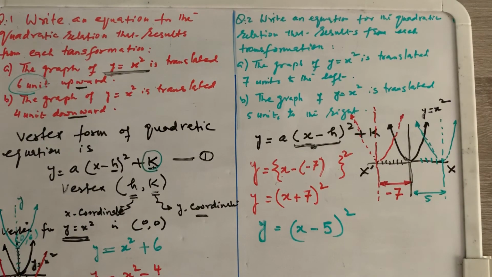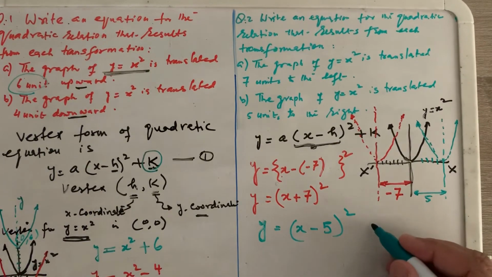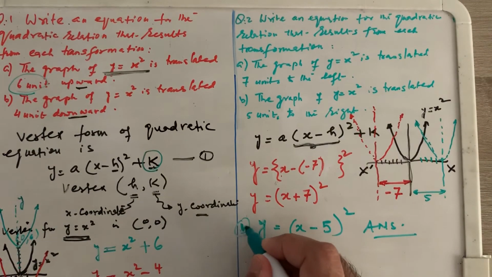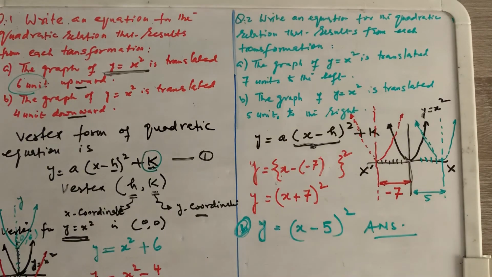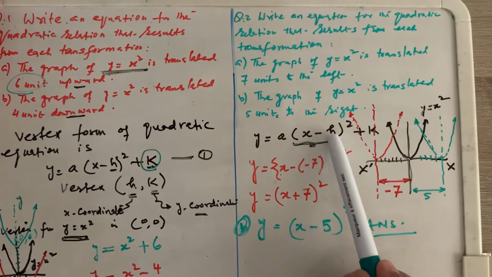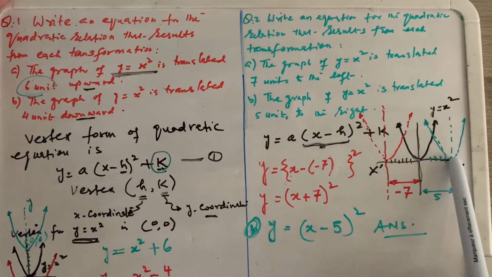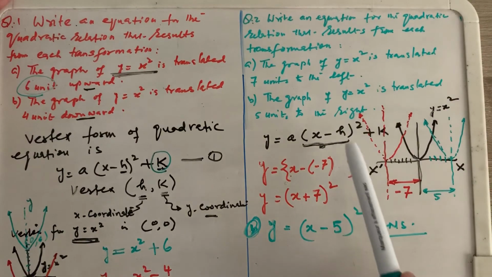Vertex form is y equals a times x minus h whole squared plus k. So we answered both questions and we know the equation for the b part. So b part is this, right? That 5 units to the right. 5 units to the right means h is now 5. So I have to plug it in: instead of h I write 5. So my equation now becomes y equals x minus 5 whole squared, right? Remember that if it is translated to the left, this value becomes plus because the negative is in the formula. And when it is translated to the right, this remains as minus, because this is minus, right?